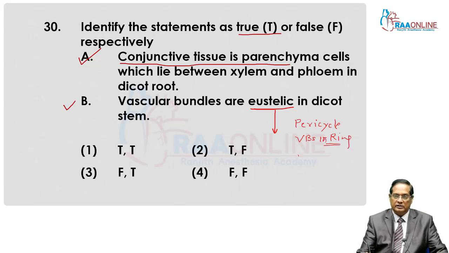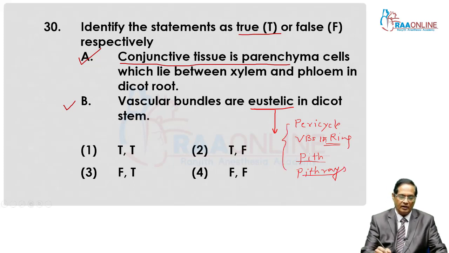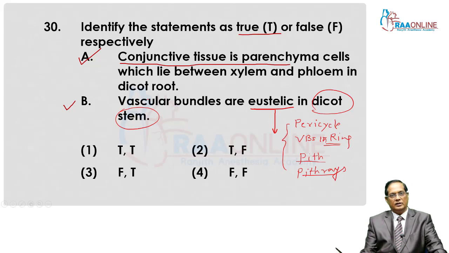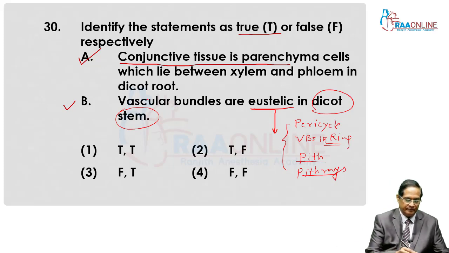Then a substantial pith is present. Pith, that is medulla, and pith rays, that is medullary rays. These all four components are found in eustele only. And eustele is present only in dicot stem, not found in any others.